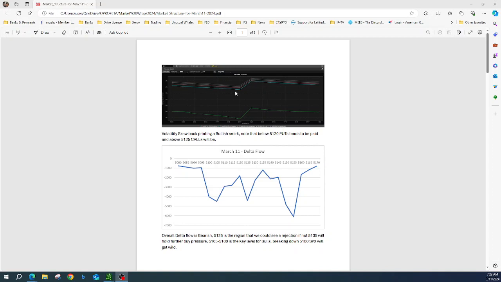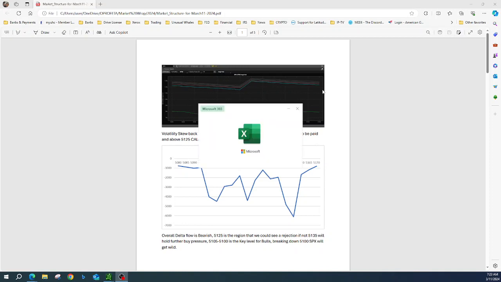So at the close on Friday, the volatility skew printed a bullish smirk, right? A bullish smirk means sell out-of-the-money puts to buy out-of-the-money calls. Basically, as I have explained to you guys several times.